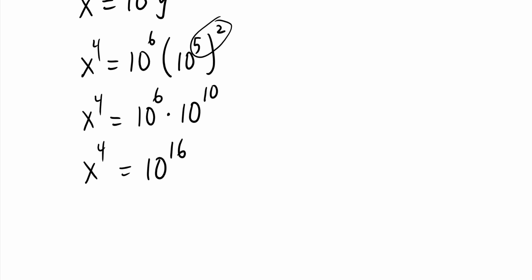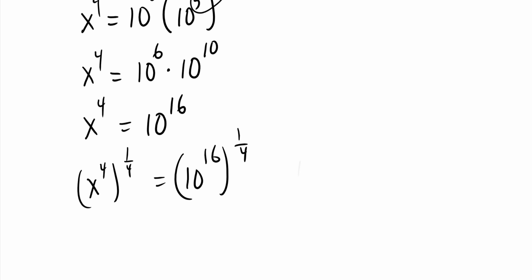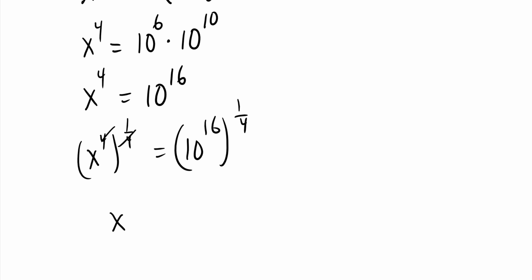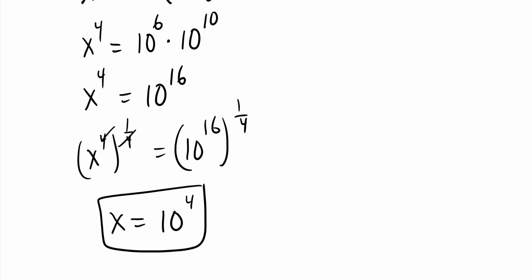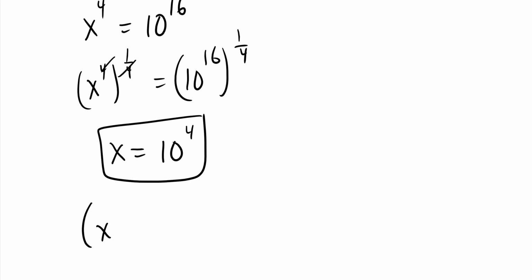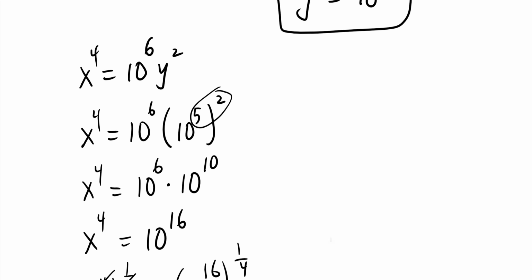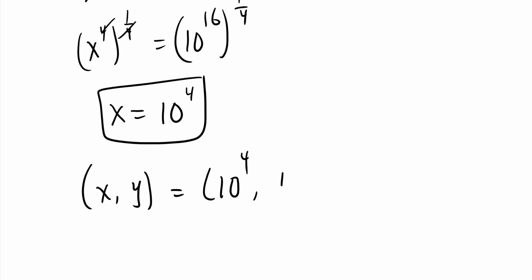Again, as we did earlier, we can raise both sides to the 1 over 4 power, because I want to get x by itself. That means x by itself equals 10 to the 16 divided by 4, which is 4. So the solution would be x is 10 to the 4th, and y was 10 to the 5th.